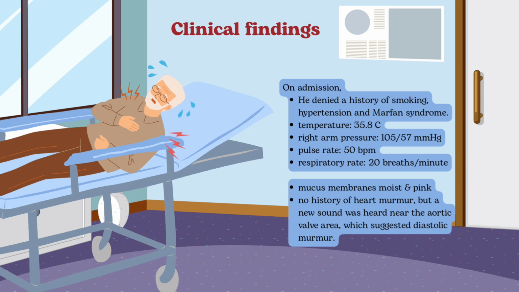105/57 mmHg. The pulse rate is 50 bpm, which is also demonstrated on ECG, showing bradycardia, and the respiratory rate is 20 breaths per minute. The mucous membrane is moist and pink. He also had no history of heart murmur, but a new sound was heard near the aortic valve area, which suggested a diastolic murmur. It strongly suggests that aortic dissection occurred.